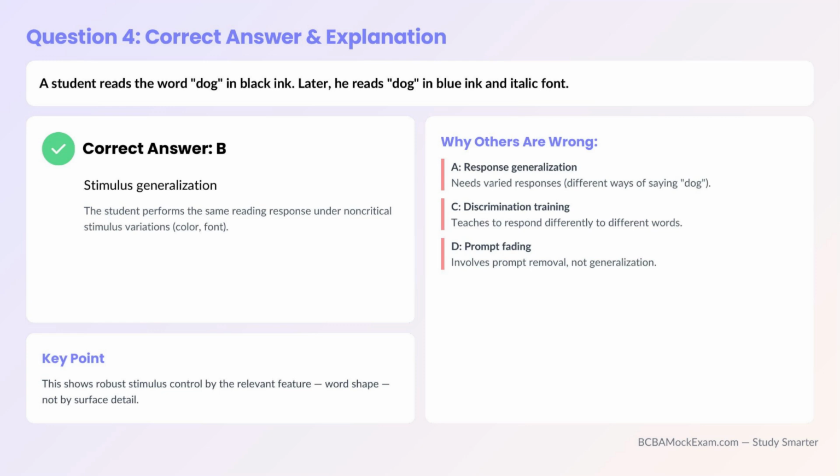The student performed the same reading response even though the visual details changed. This means the behavior is controlled by the relevant feature, the actual word, not by color or style. That's robust stimulus control and exactly what we want to see in fluent reading.